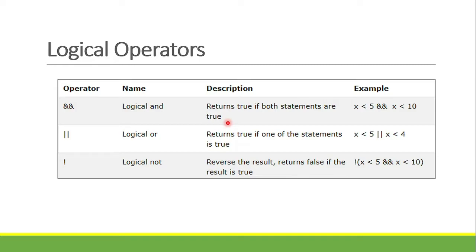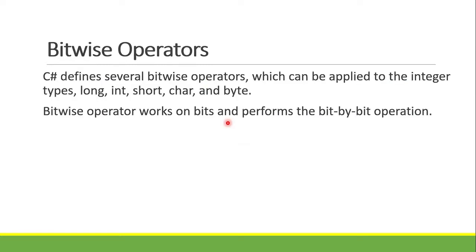Kapag naman logical OR, returns true if one of the statements is true. Ibig sabihin, kapag may nakita siyang true, true na agad ilalabas niya. So, it's either isang true lang. Kapag naman dalawang false yung nakita niya, it will return false. Logical NOT, so basically, negate lang nito or binabaliktad lang nito yung magiging sagot niyo. So, kung true yung naging sagot ng isang logical operator, magiging false siya. So, that is the logical NOT.